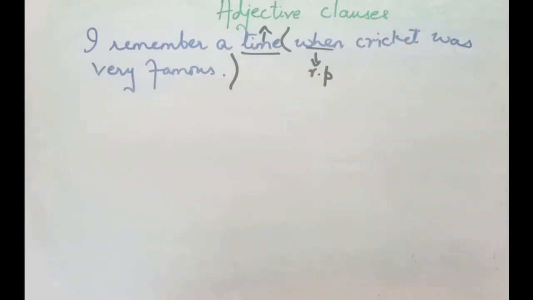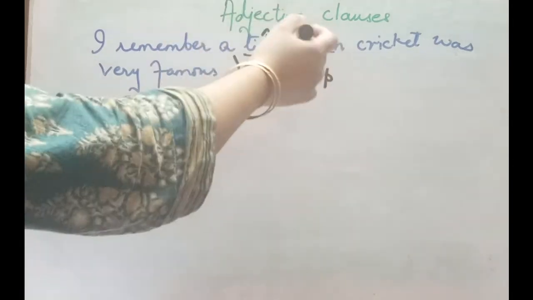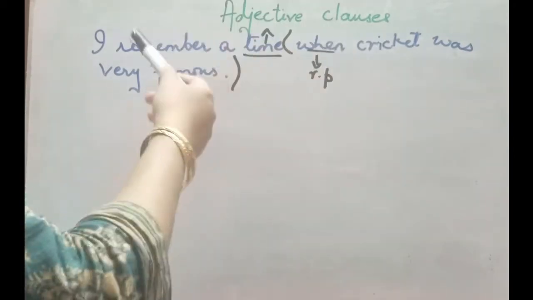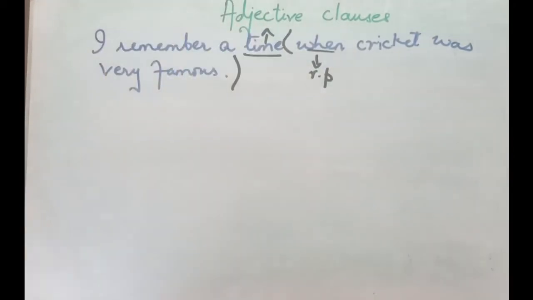Cricket was very famous. Okay, you have got a verb over there, was. And if you see the independent clause, that is, I remember, that was complete over there. Subordinate clause, when cricket was very famous. This is your subordinate clause because it's not completing the whole meaning. So you will have to add I remember a time over there. I hope this is clear.